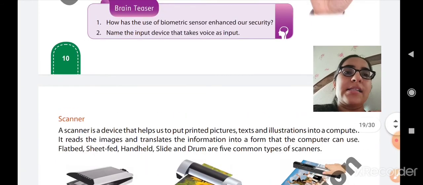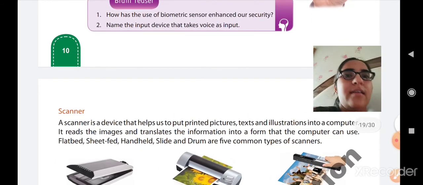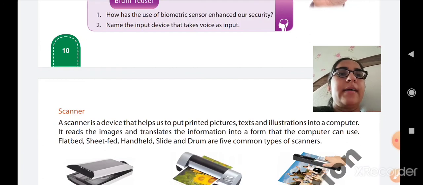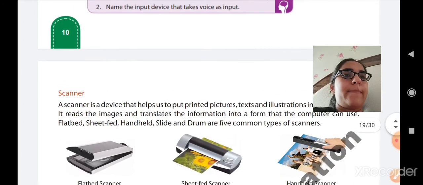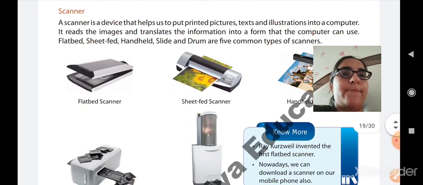Now the last input device is a scanner. A scanner is a device that helps us to put printed pictures, text and illustrations into a computer. It reads the images and translates them into a form that a computer can use. Flatbed, sheet-fed, handheld, slide and drum are the 5 common types of scanners. So these are the types of scanner.